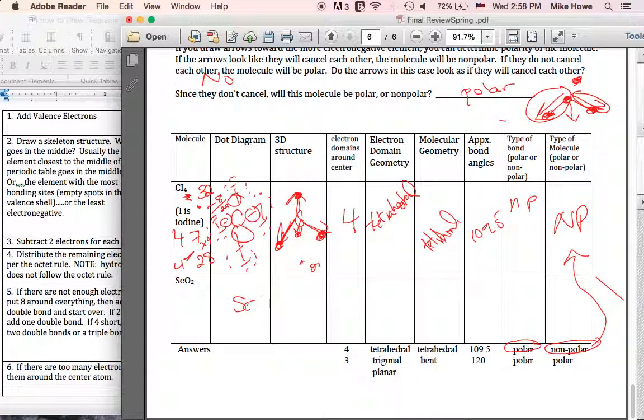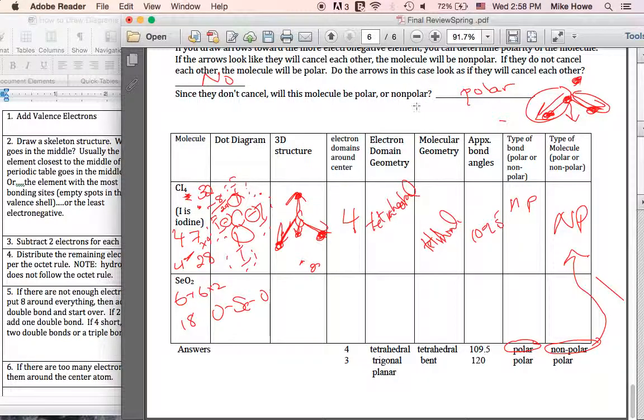And then we'll put oxygen here, oxygen there. All right, add our valence electrons. There were 6. Do you remember it's in the 6th column? Plus 6 times 2. So we have a total of 18 valence electrons. This is like the one we did up above.